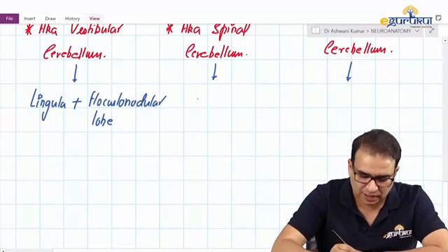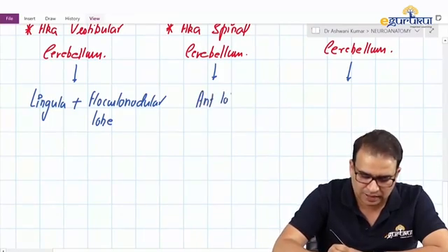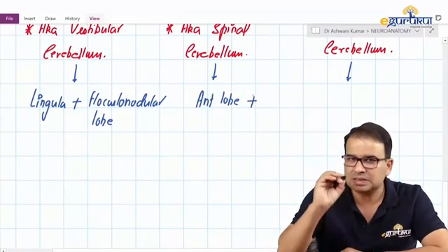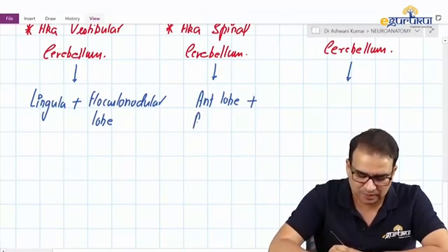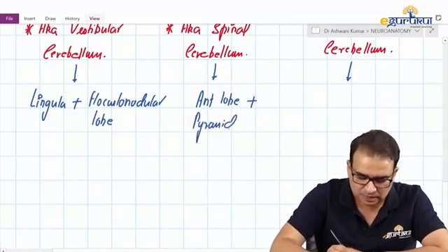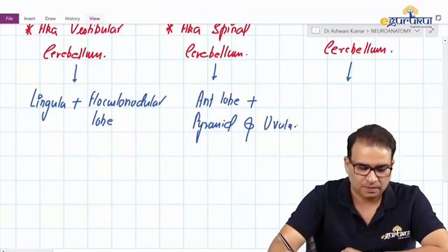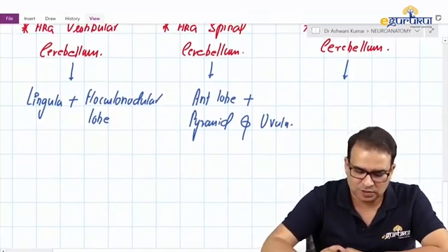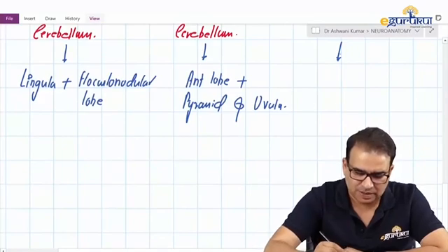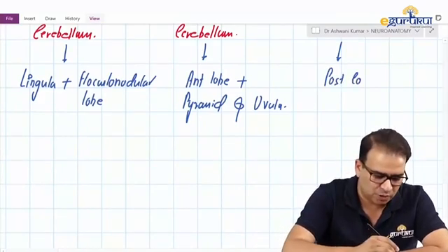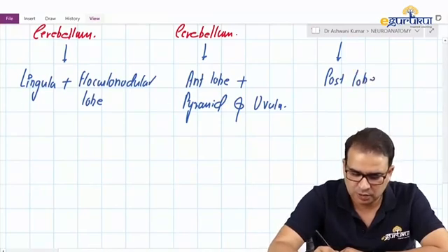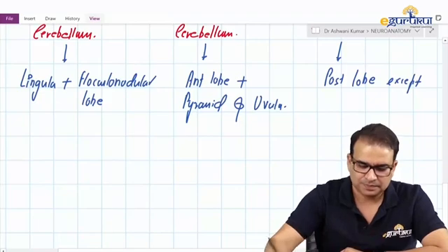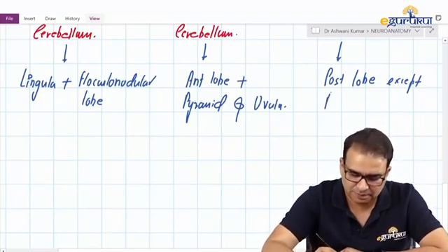Paleocerebellum, on the other hand, includes the small anterior lobe plus some part of the posterior lobe. And what part was that? That was a part of the vermis called the pyramid and uvula. And the neocerebellum, or cerebral cerebellum, consists of the large posterior lobe, of course except the pyramid and uvula, which are already in the paleo.